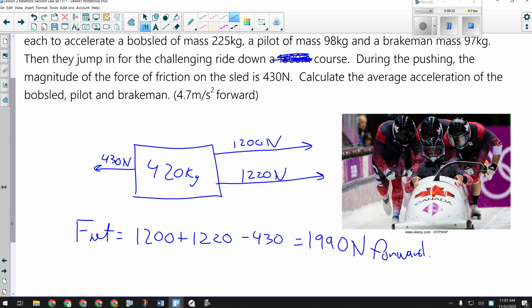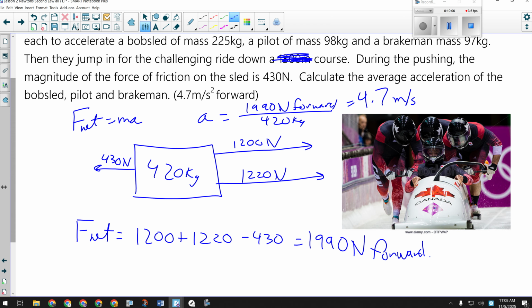So we've got that going forward, and we know the mass. Now I can use F net equals m times a. Have we done all the steps that I said we would do in every question? I'm going to beat you over the head with that continuously, just to reinforce it. We're always doing those. So the acceleration will be our net force, 1,990 newtons forward, divided by 420 kilograms, and that should give us 4.7 meters per second squared, because we used those numbers there, which only had 2 significant digits.